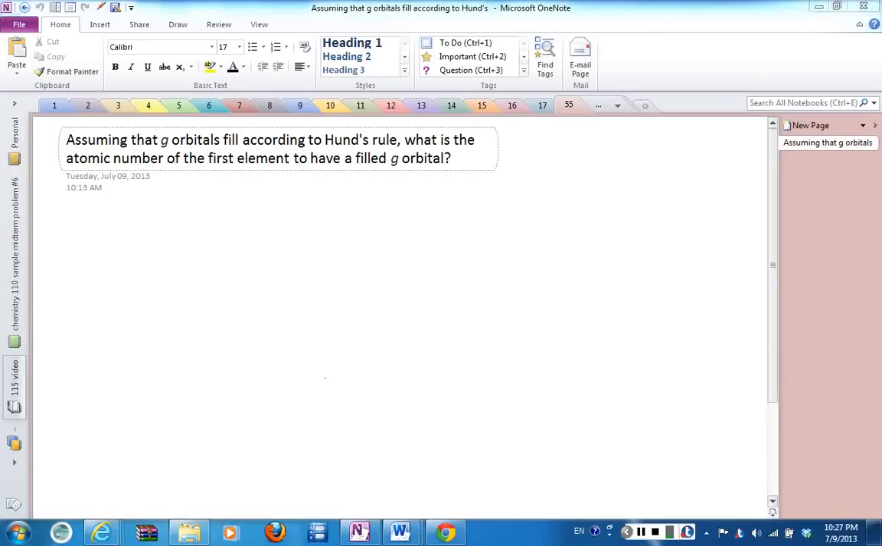Assuming that g orbitals fill according to Hund's rule, what is the atomic number of the first element to have a filled g orbital?